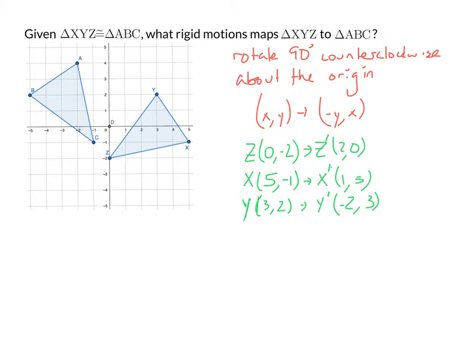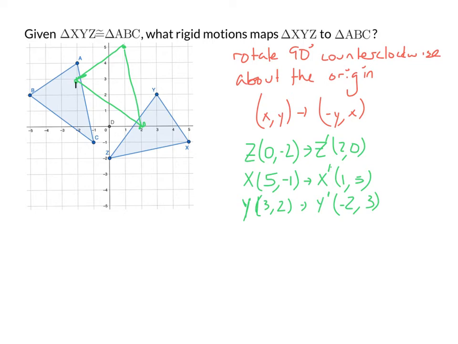Just to show you what that looks like, Z will go here, X will go here, and then Y would have landed here. So if I draw this in, this is the triangle that we have now after just a rotation. And so you can see how this triangle looks like triangle ABC. So a rotation of 90 degrees is one thing that needed to happen. What still needs to happen?